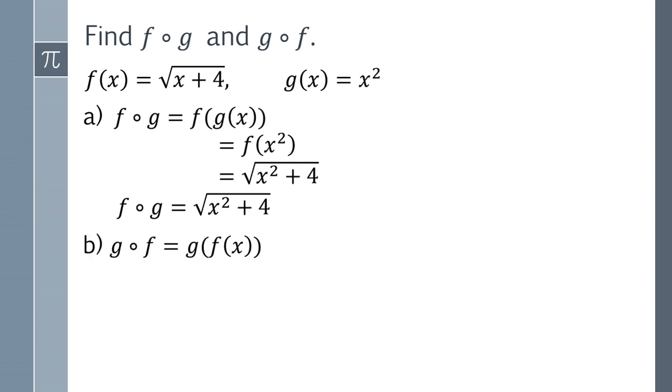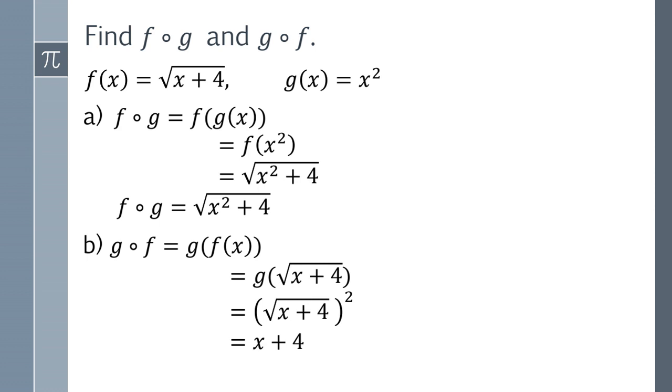Now, let's do B, g composed of f. I'm going to replace f of x with what it is, the square root of x plus 4, and evaluate it in function g. So everywhere I see x, I'm going to plug in this square root of x plus 4. There's only one x, so we have the square root of x plus 4, squared. The square root with the square, you guys like to say it cancels, but it becomes an exponent of 1 for the x plus 4, giving me just x plus 4.